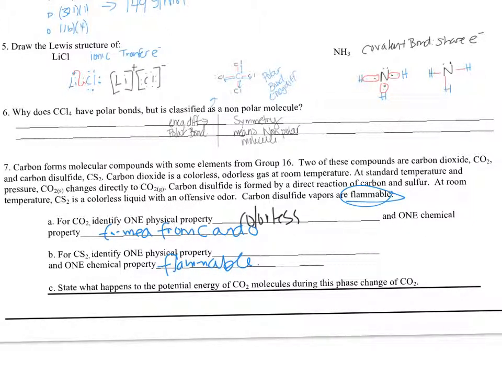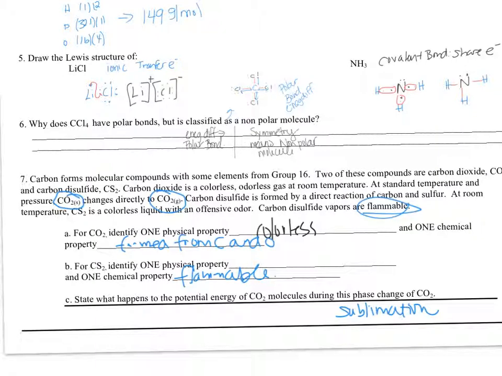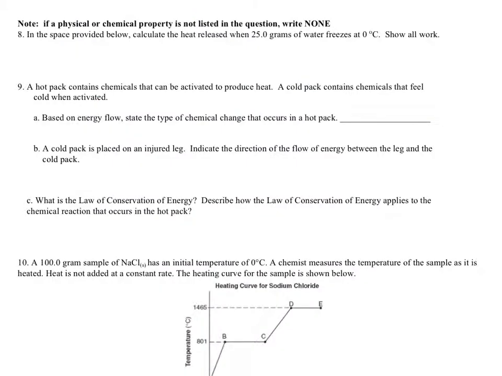Okay. So state what happens to the potential energy of CO2 molecules during the phase change of CO2. And the phase change here is that it goes from direct solid to gas, which is actually sublimation. And so if we have sublimation, the potential energy is actually going to increase. So we will have an increase in potential energy as we make that phase change. All right, so let's go on to our next here.